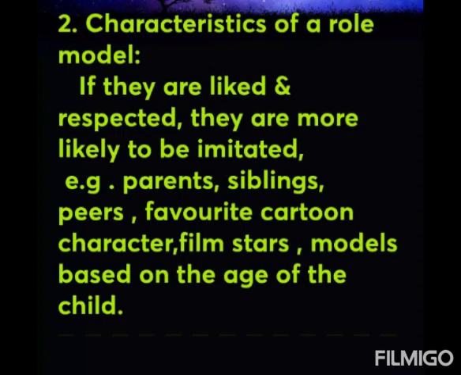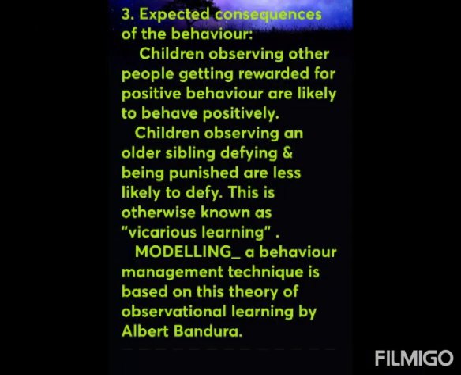And the third one is the expected consequences of the behavior. Children observing other people getting rewarded for positive behavior are likely to behave positively. Children observing an older sibling defying and being punished are less likely to defy. If the children observe other people getting rewarded, it is positive behavior, so they behave positively. If the children observe the older sibling defying and getting punished, it is negative behavior, so they are less likely to defy. This is otherwise known as vicarious learning.